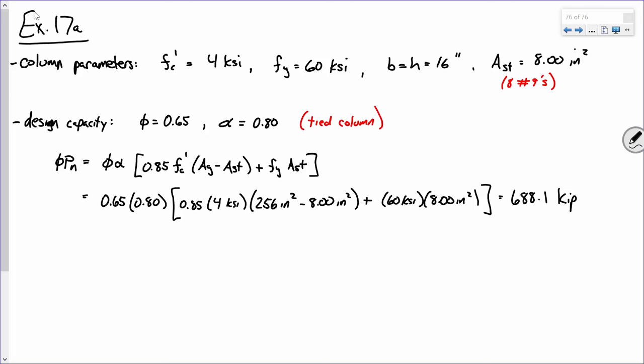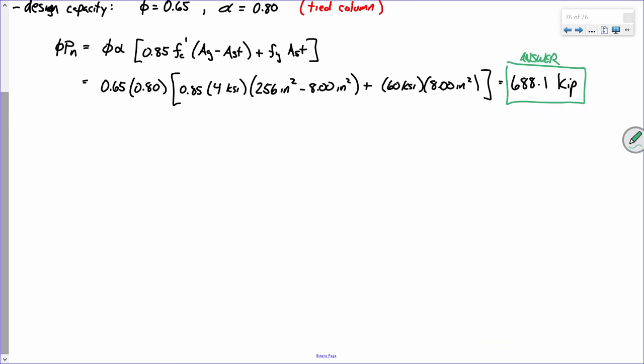Look at all of your units. You're taking ksi times inches squared. Plus, it's a column. We're taking that column, figuring out how much we can load before it crushes. So that should be in kips. So technically, this is your answer. And that's it. But since I want to be detailed with this problem, I am going to do some detailing checks. And I'm going to walk you through this. It's going to be simple.